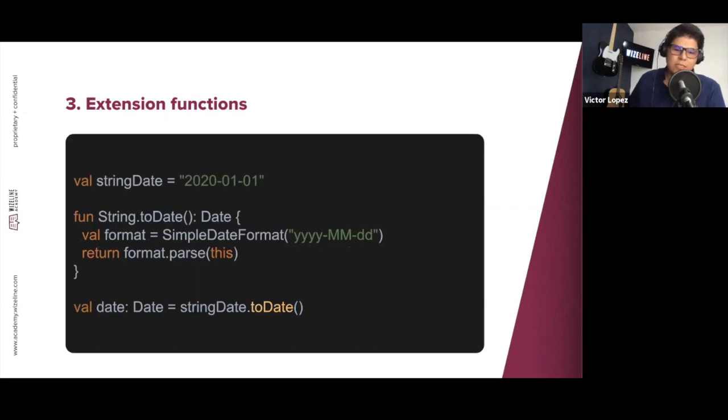As you can see, here we are creating a new variable called date, which is a Date. We only need to take the string date that we had, and then call the new extension function that we created, called toDate. And this will return a new date based on the string.